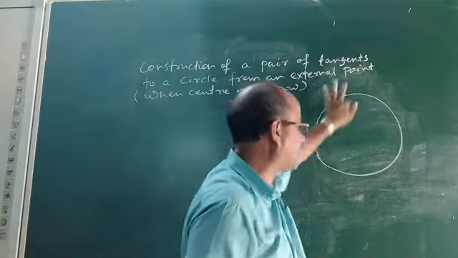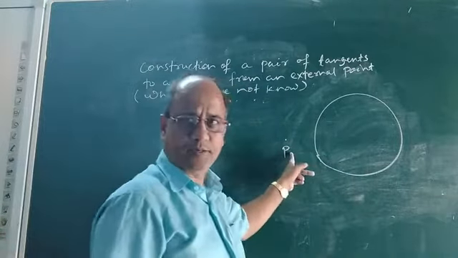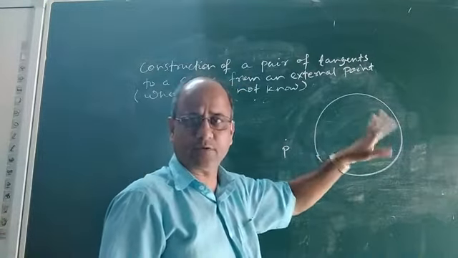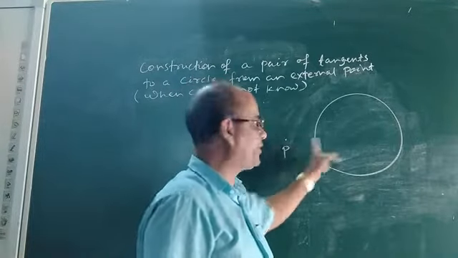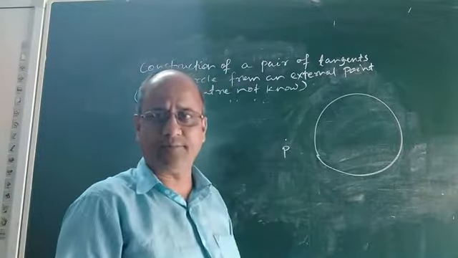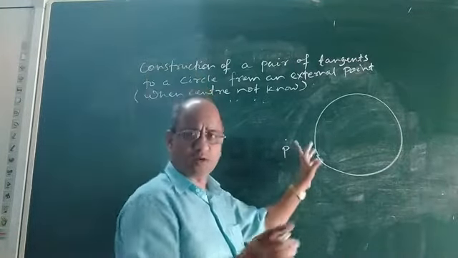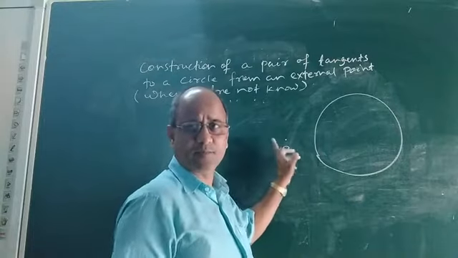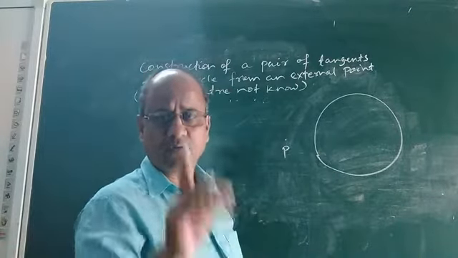See, suppose you are given a circle like this. You are given the external point, suppose P, but we do not know where the center is. Then how can we construct a pair of tangents from this external point P to the circle? So what is the algorithm behind this construction? Let us discuss. In order to construct a pair of tangents from this external point to this circle whose center we do not know, what is the first step?